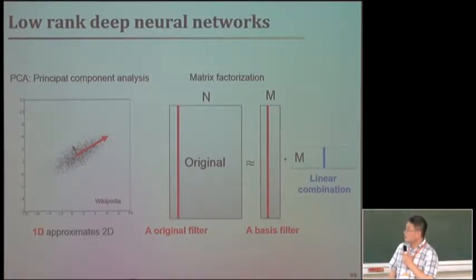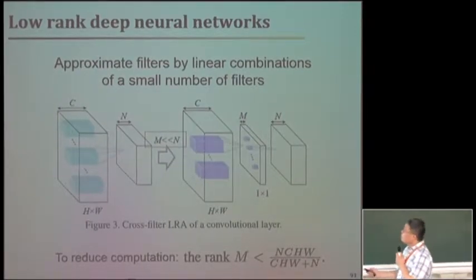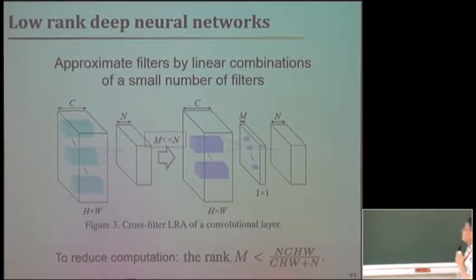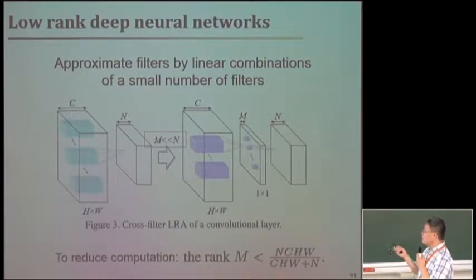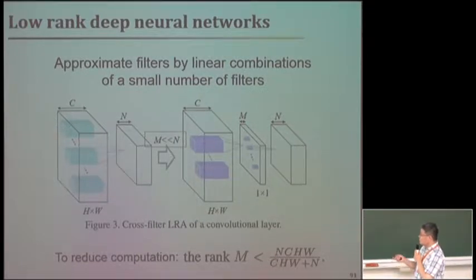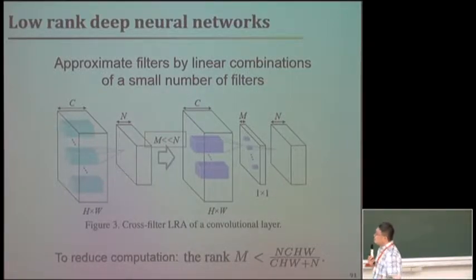Similar idea here. By doing so, we are able to approximate the filters by a linear combination of a smaller number of filters. In this case, you have very large filters that can be represented by two smaller matrices, one of size m times l and the other l times n, where m times n is the size of the filter. We can still reconstruct the original filters. That is the very basic idea.